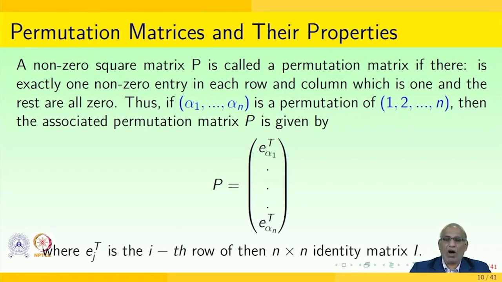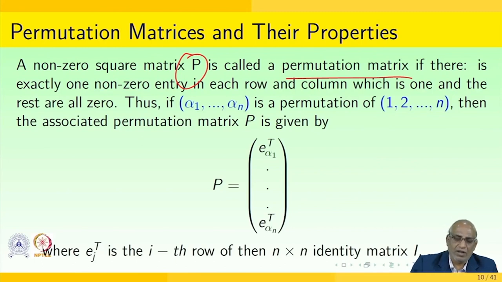So now we would see how the permutation matrices and their properties affect the solution to matrix equations. For that, we consider a non-zero square matrix P, which I call a permutation matrix. Formally it could be defined as the matrix having exactly one non-zero entry in each row and column, which is one, and the rest are all zeros. Such a matrix is called a permutation matrix.